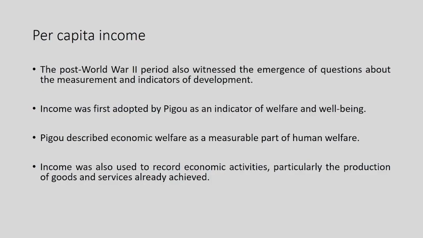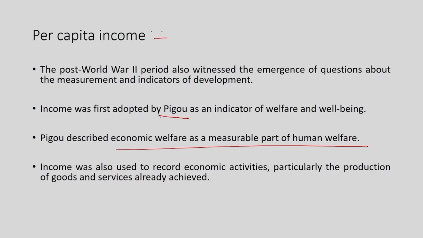Then income was first adopted by Pigou, Arthur Cecil Pigou, a neoclassical economist. He first adopted income as an indicator of welfare and well-being. Pigou described economic welfare as a measurable part of human welfare. Income was also used to record economic activities, particularly the production of goods and services already achieved.